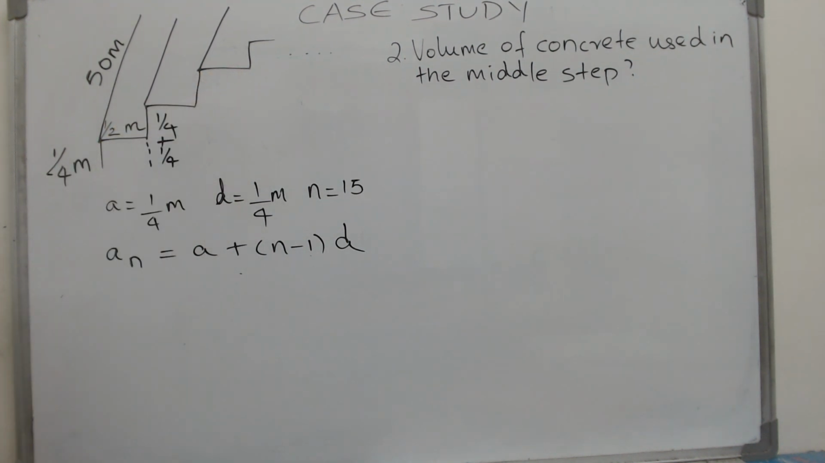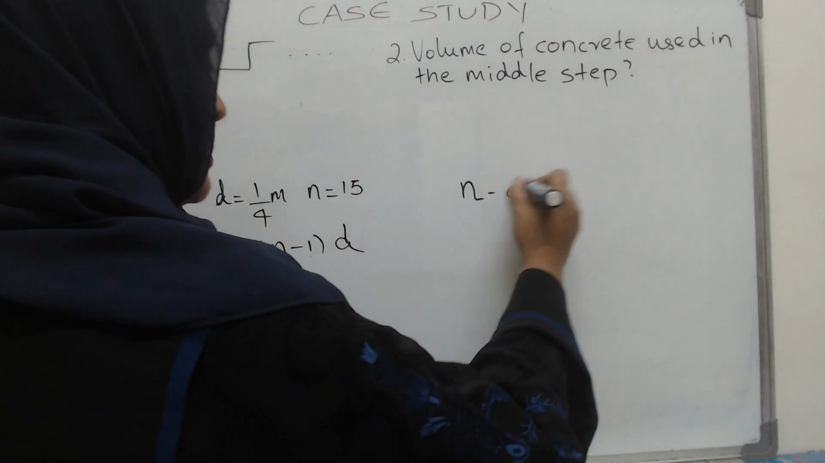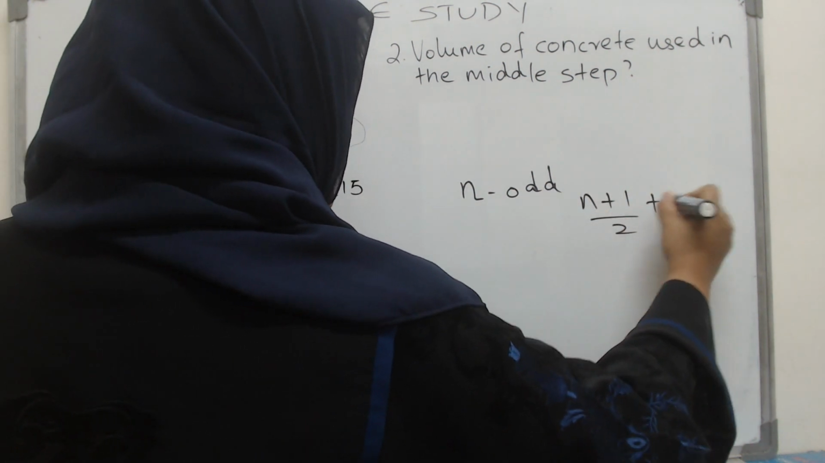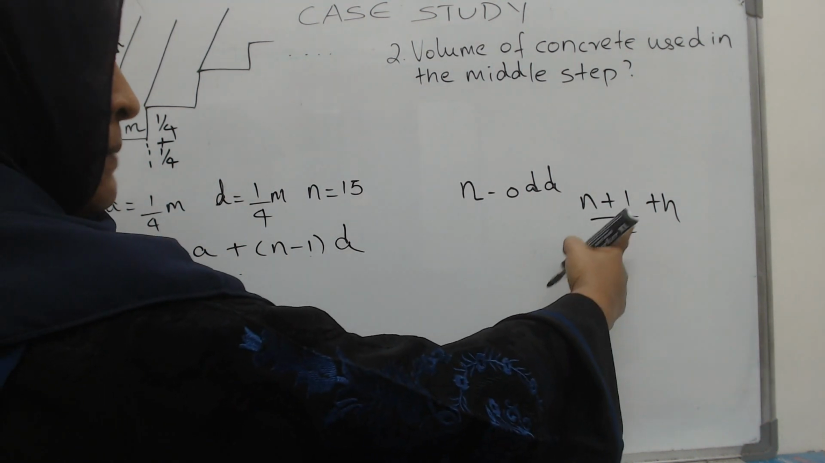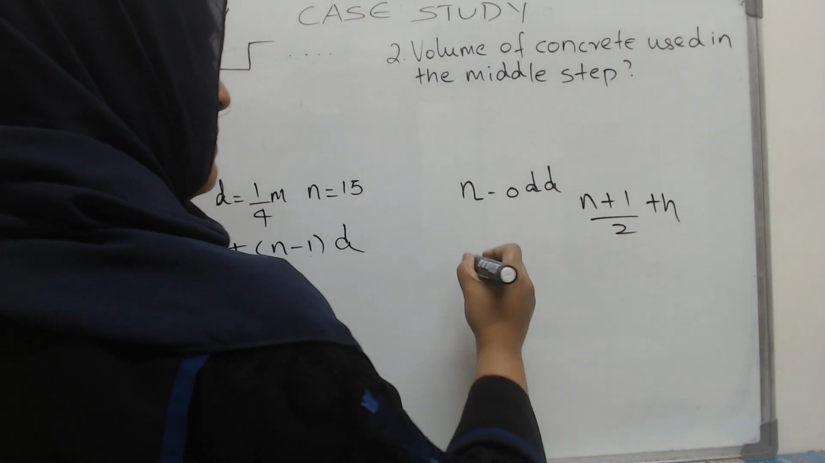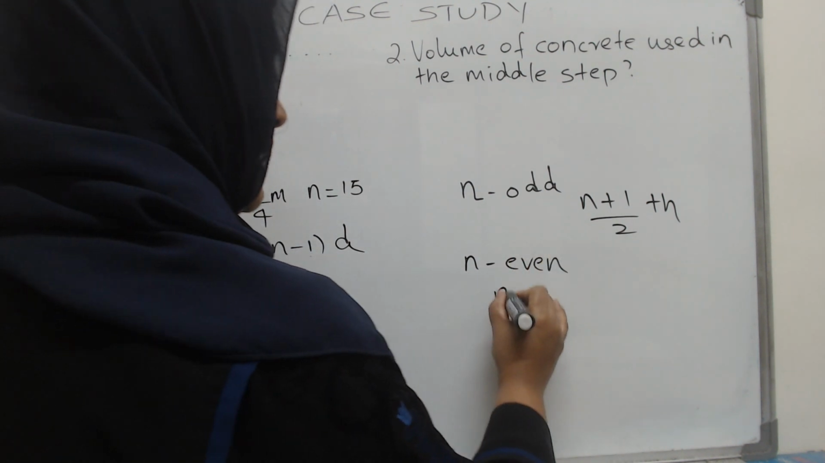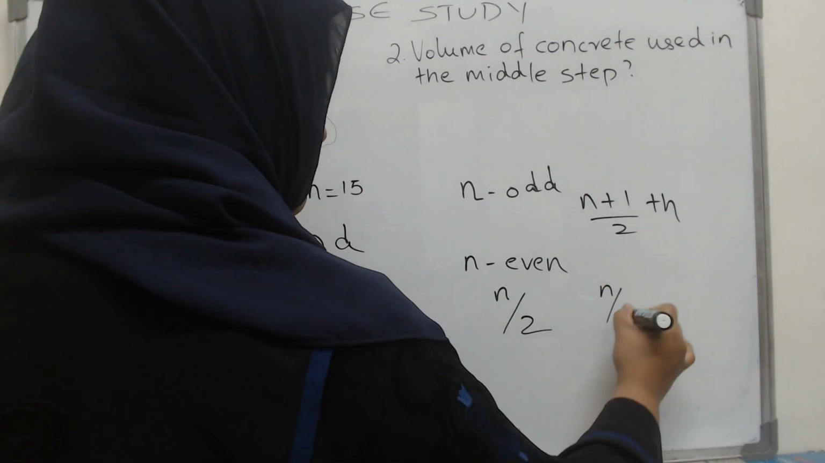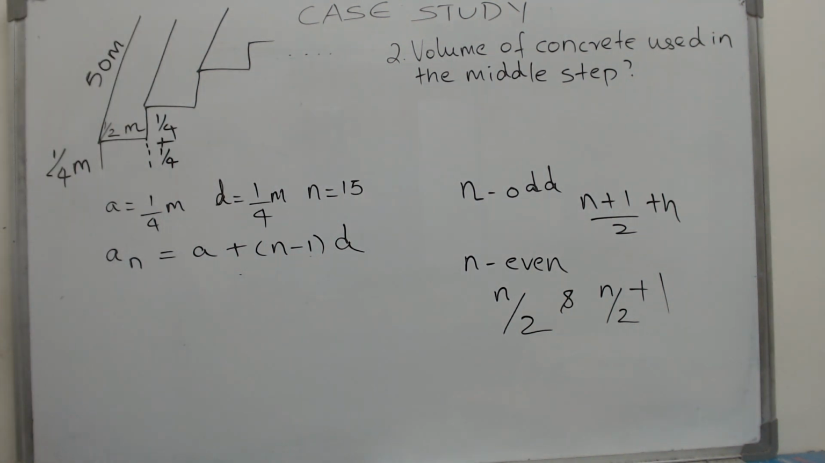Now, first we need to know what is the middle step, right? If n is the total number of terms, and suppose n is odd, then the (n plus 1) by 2th term will be the only middle term. But when you have an even number of terms, you will have two middle terms. One will be the n by 2th, the other one will be the (n by 2 plus 1)th. There will be two middle terms.